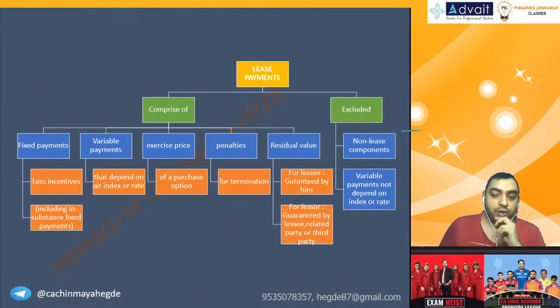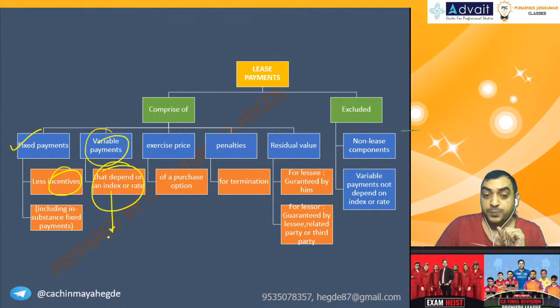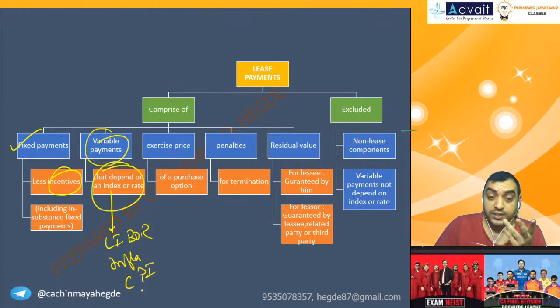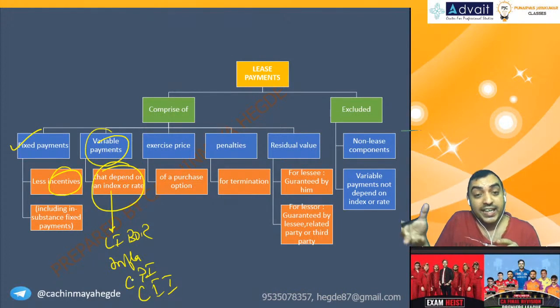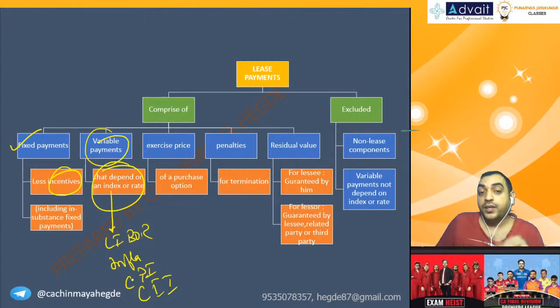Lease payments, okay, this is important. Lease payments are fixed payments less an incentive like cashback. Variable payments are also part of lease payments if they depend on an index or rate. Index means your LIBOR rate, maybe interest rate, or inflation index, CPI index. You have CII, cost inflation index, as per income tax. When the payments are connected with those indexes, then it is part of variable payments. Suppose it's connected with percentage of sales or number of units produced, that is not part of lease payment, that is royalty, separate. Exercise price, penalties, residual value.